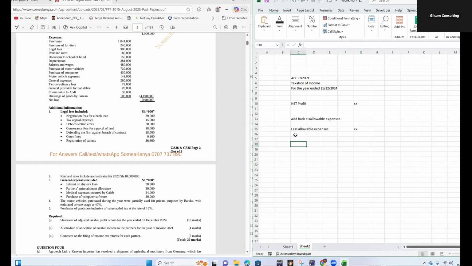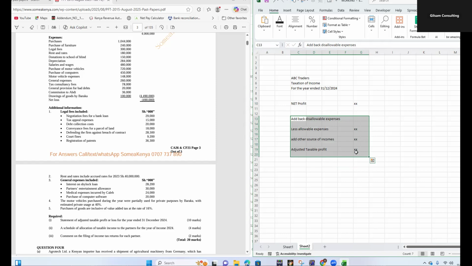And then once you get that, you add other sources of income, so that you arrive at adjusted taxable profit. This is the approach, unless the examiner has given you another approach.